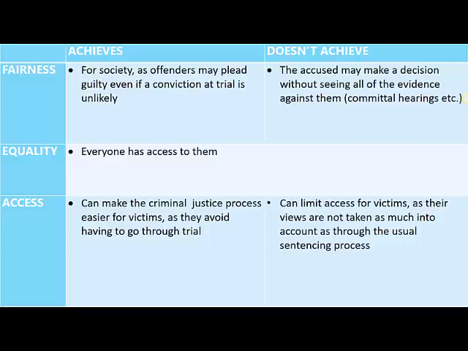In terms of achieving fairness, both plea negotiations and sentence indications may lead to someone pleading guilty even if a conviction at trial is unlikely. This might be the instance where the person is guilty, they've definitely done the wrong thing, but because of the way the evidence works or the reliability of witnesses, etc., conviction at trial might be unlikely. If you can use plea negotiations to ensure a conviction, that's fair.